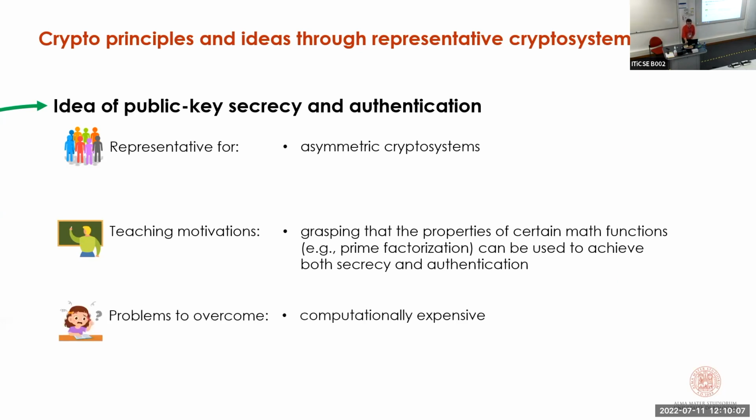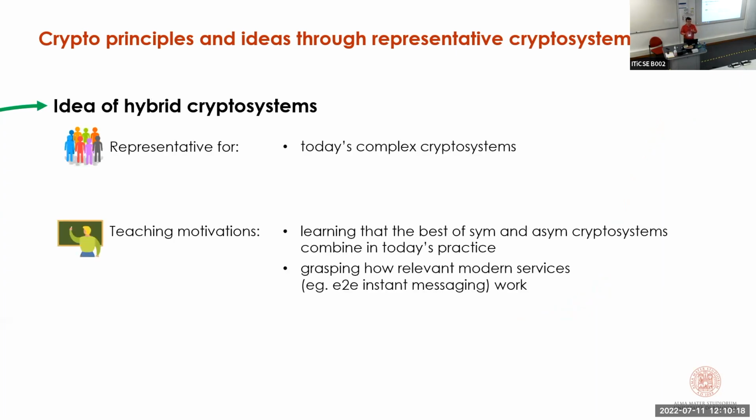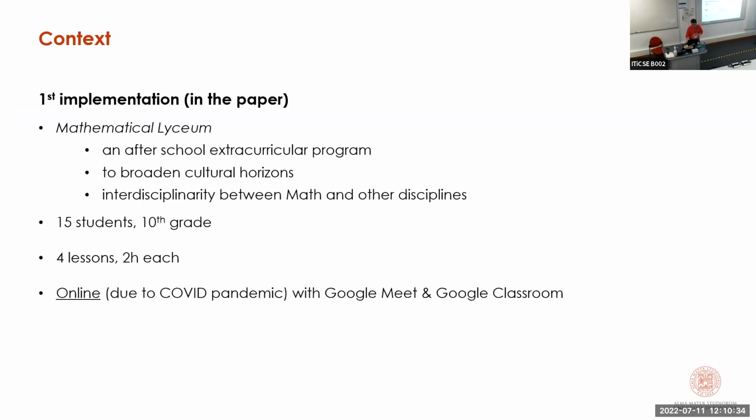So it's still computationally expensive, and so we finish with the idea of a hybrid crypto system, because at the beginning of the course, we talk with students about instant messaging, end-to-end encryption. And so we show them that with an authentication scheme, a Diffie-Hellman key exchange, and then a symmetric cipher, we can bring together all the pieces. Of course, we could go on to quantum cryptography, for example, but this is it for a short course.